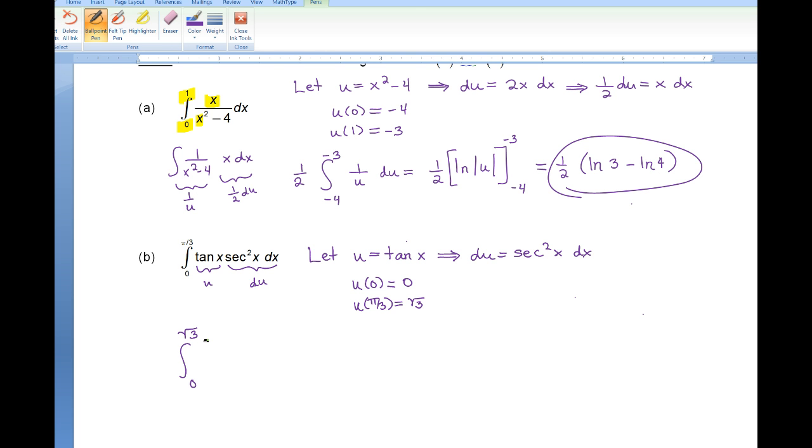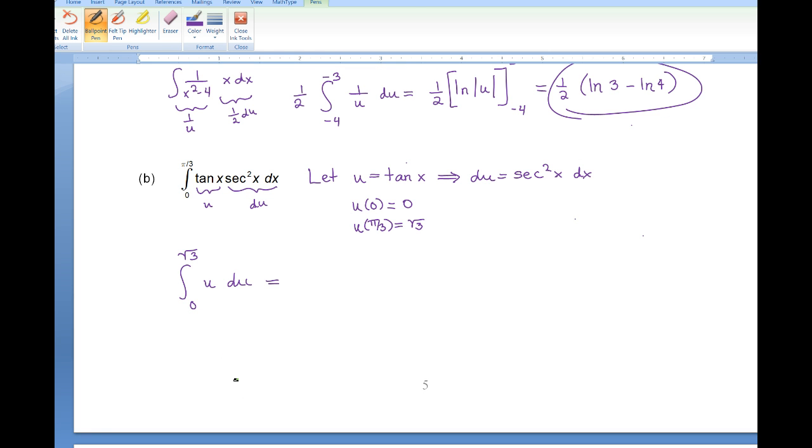So now when I change everything over to u, what does it look like? Just u du. And then, okay, so what's the antiderivative of u? If you have u to the first power, it becomes u to the second power over 2, evaluated from 0 to root 3. So we have root 3 squared over 2 minus 0 squared over 2. That's it.